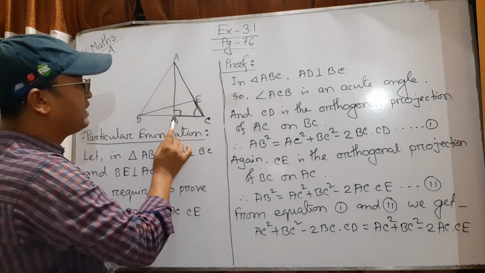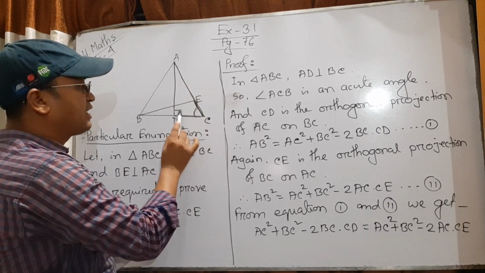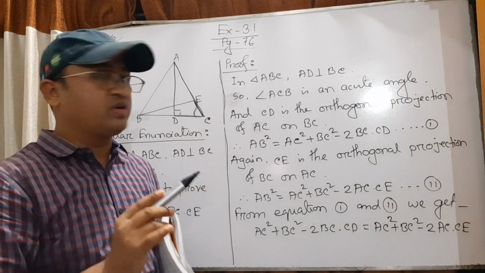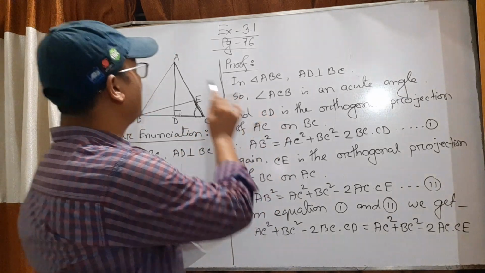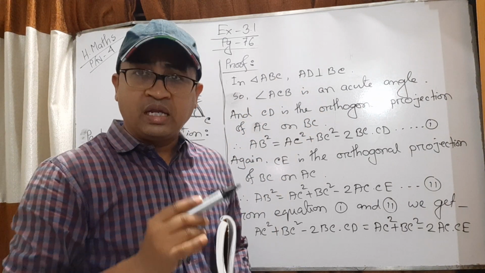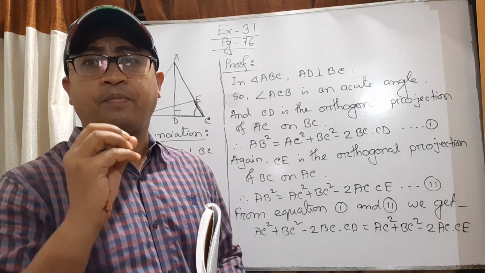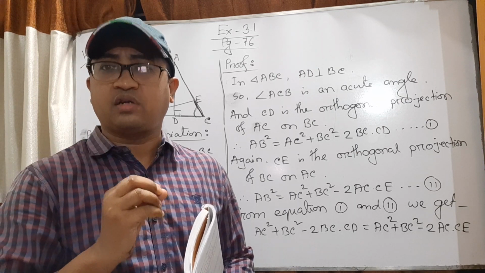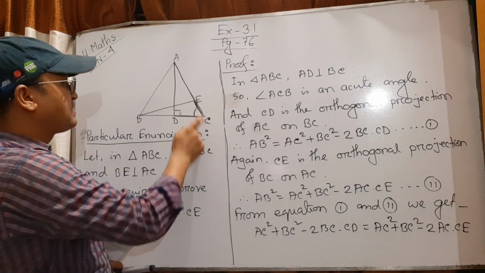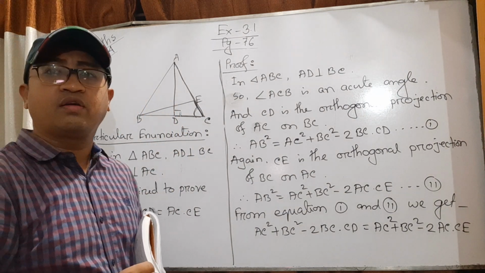Look, ACD is a right angle triangle. So if this is the right angle, the other two angles must be acute angles. So here C is an acute angle, so angle ACB is an acute angle. On the acute angle, we apply theorem number 4, the Pythagoras theorem on an acute angle triangle. So if ACB is an acute angle, we can apply theorem number 4 here.